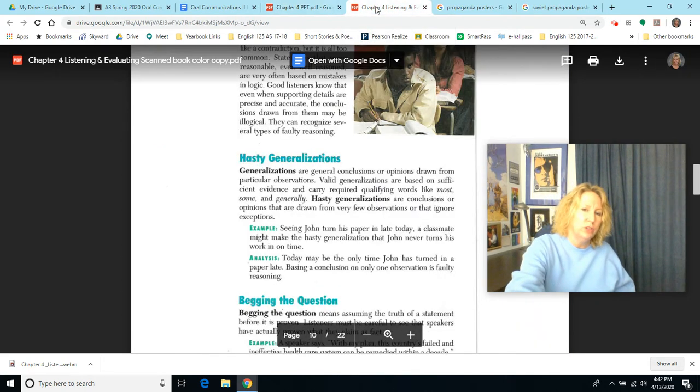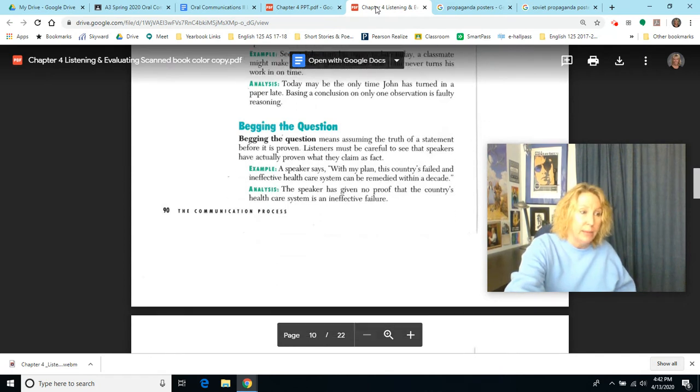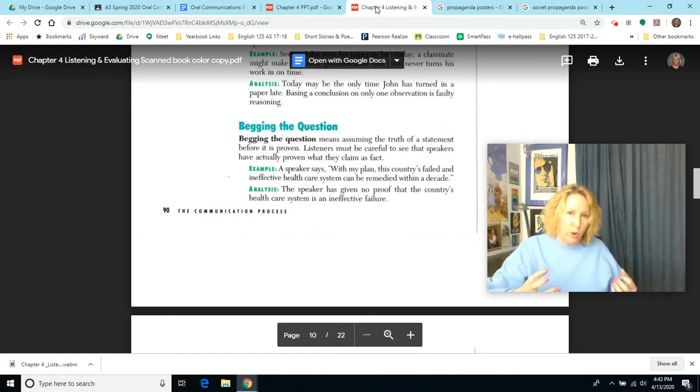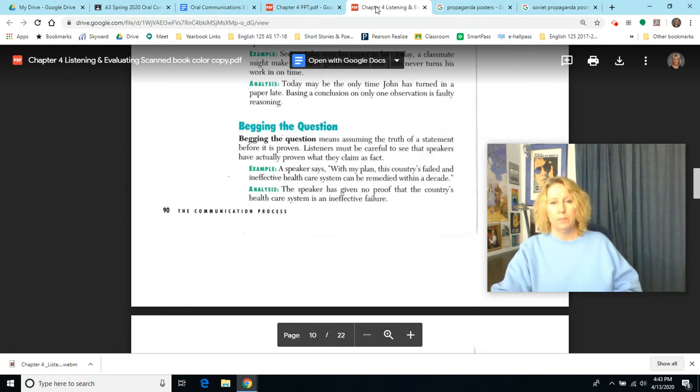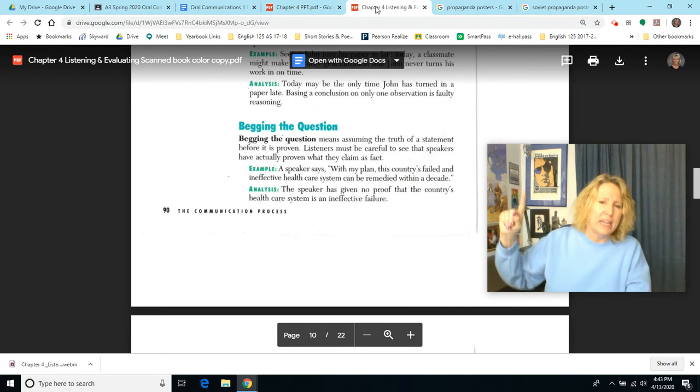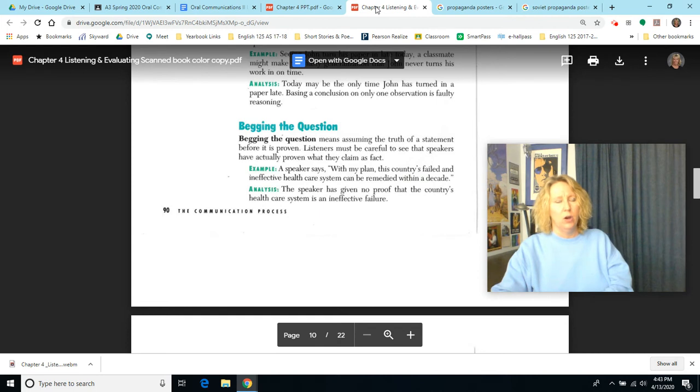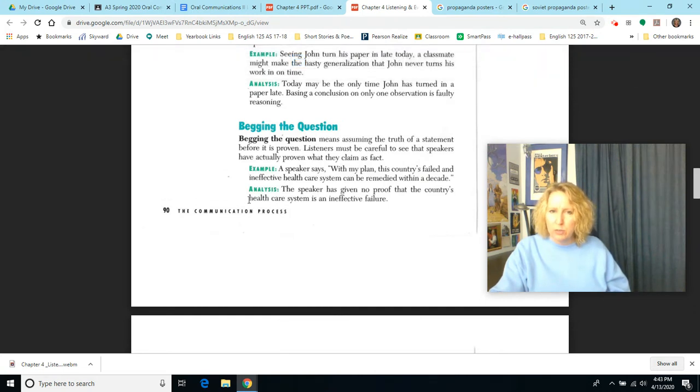The next type of faulty reasoning is called begging the question. Just like the name states, it's almost like you have to ask a question in order to dig more deeply and tell whether this person is being honest. It says begging the question means assuming the truth of a statement even before it's been proven. But listeners have to be careful to see that the speakers have actually proven that what they've claimed is a fact. The example in the book says, a speaker says, with my plan, this country's failed and ineffective health system can be remedied within a decade. Well, we have to look at it more closely, and that's the analysis. The speaker has given no proof that the country's healthcare system is an ineffective failure. And even more so, it begs the question, what is your plan? You said with your plan, you're going to remedy the healthcare system within a decade. You've given me no evidence at all.